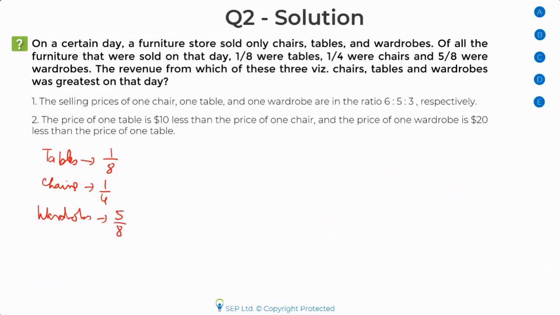Okay. So now there are two options with you. You can use either the total number of furniture sold as, say, N, and start solving the question. The other way is to take a convenient multiple of 8 and take certain numbers of tables and chairs and then start solving. Either of these ways is totally fine. What you're looking for is the revenue.